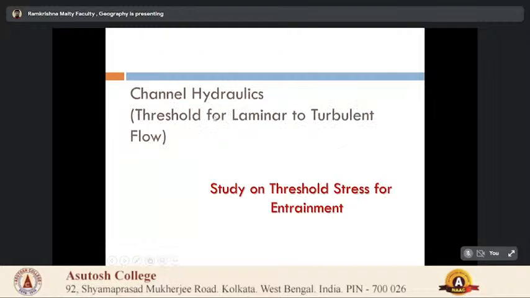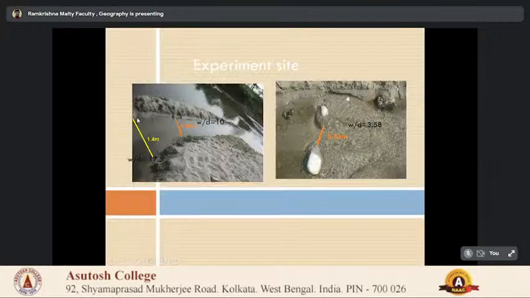Okay? So to understand the threshold geometric parameters for changing a laminar flow to turbulent flow, we made a small experiment. The threshold stage for entrainment. Say this was a channel. Actually, it was a natural channel. We constructed this part for our experiment, and these are the distribution of widths. For our better understanding within this experiment, we constructed this channel by placing boulders on it. So this was the original width of 1.4 meter, and we transferred it into 0.43 meter with a width-depth ratio of 10 and 3.58. Okay, width-depth ratio.